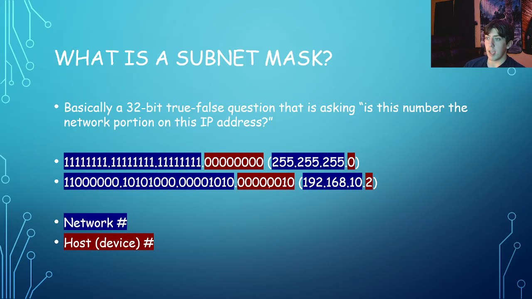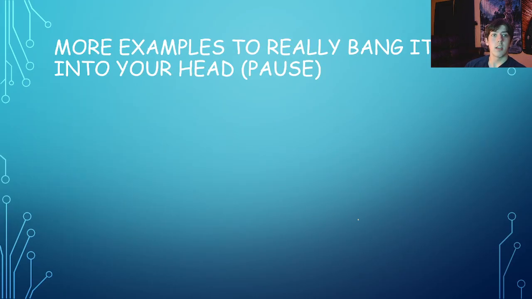Now, down here we have the IP address. We can know that all of these numbers here are going to be the network. So also over here, all of these numbers are the network. We have it written in binary on the left, decimal on the right. The red is basically the host or the device number. So it wouldn't be wrong to say that this IP address here is saying this is device number 2 on network 192.168.10. I hope you already know that. Okay, more examples to really bang that into your head.